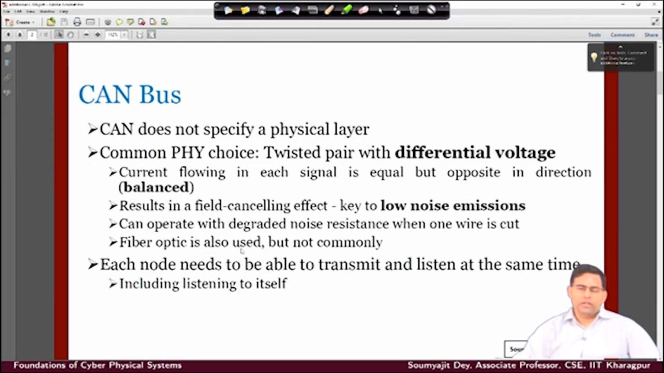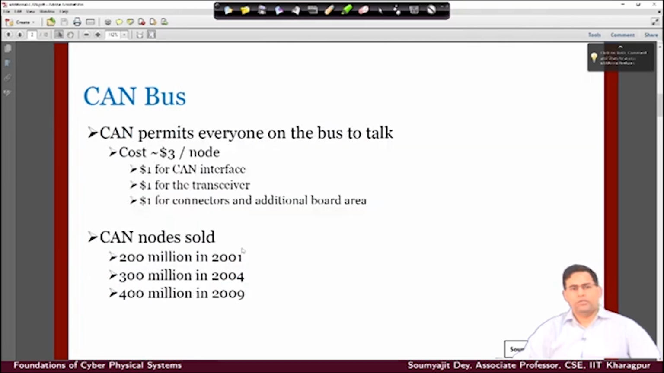Every node, when they transmit, they can also listen at the same time. They can see what is getting transmitted, and they are always able to listen to the channel even when they are transmitting.